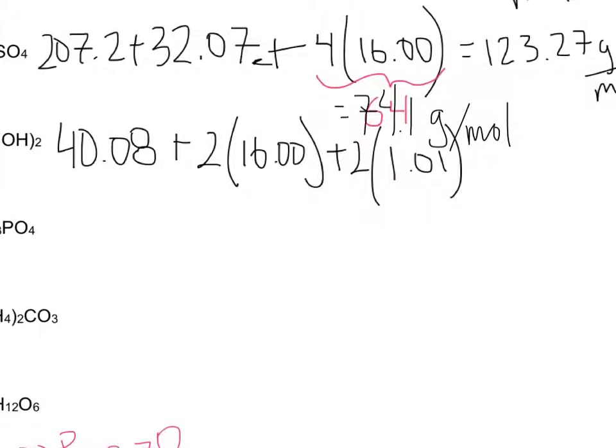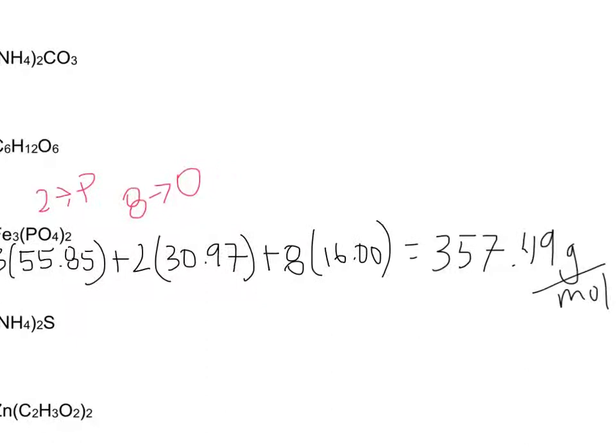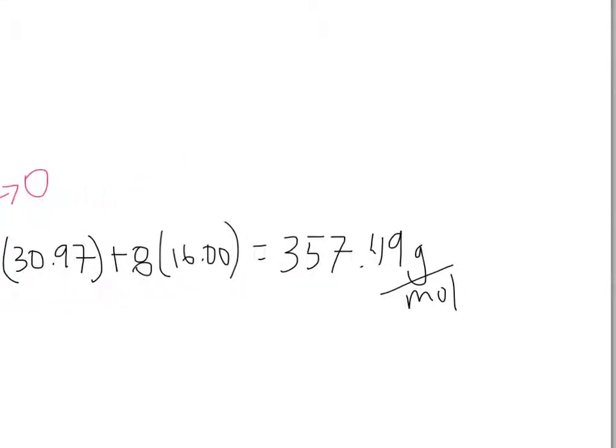Oh, that got kind of messed up, but whatever. I think I can read it. Looks like 3 was 74.1, and then the other one we did was 7, which was 357.49. Okay, let's take a look at the next page with answers.